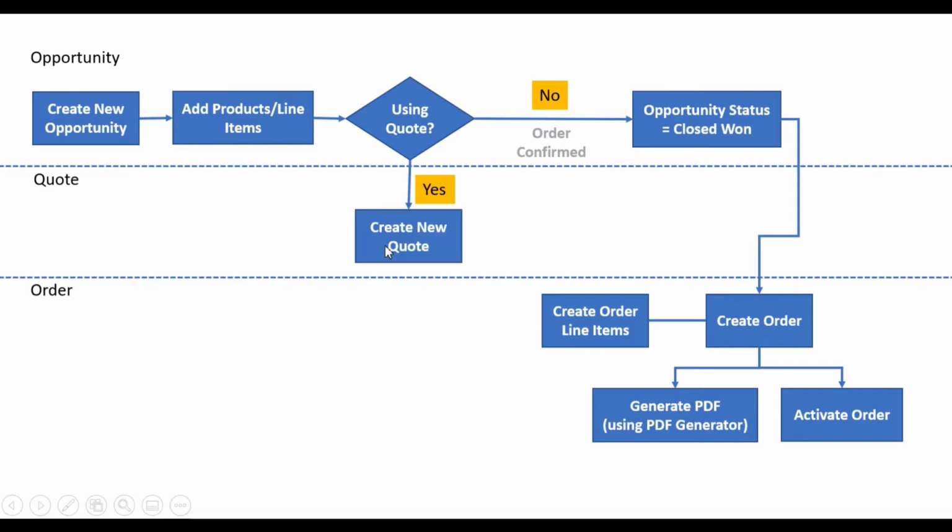If you are using quote, once the order is confirmed, the quote status becomes approved, and an order is created along with order line items. This is how order creation can be automated from opportunity or quote using this app. As this process uses all standard Salesforce objects, customizations and integrations are fully supported. Let's check this process in Salesforce.